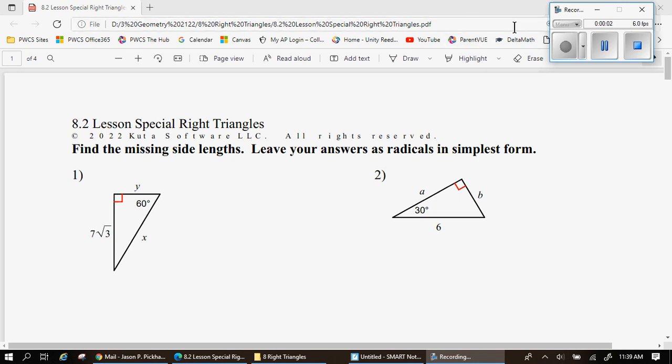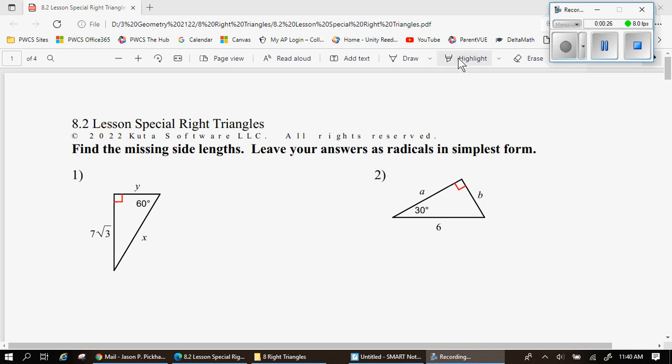Hey, all, today we're going to continue talking about right triangles. Last time we talked about the Pythagorean theorem. We used it to find out how long a side was in a right triangle. But to use that, we would need to know how long two of the sides were. Sometimes if we only know how long one side is, we can be saved a bit depending on how big the angles are.